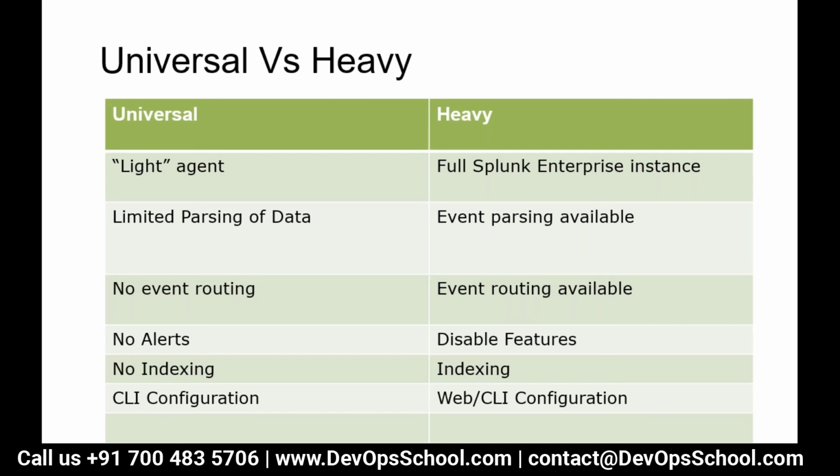Universal forwarder, you have no alerts. But heavy forwarder, you have alerts, but they got disabled actually. Universal forwarder, you have no indexing. Heavy forwarder can do the indexing. Universal forwarder, you can configure through the CLI. Understand that. Whereas heavy forwarder, you can configure through web and CLI. Web, the one which you experienced already. So these are the common differences between universal forwarder and heavy forwarder.